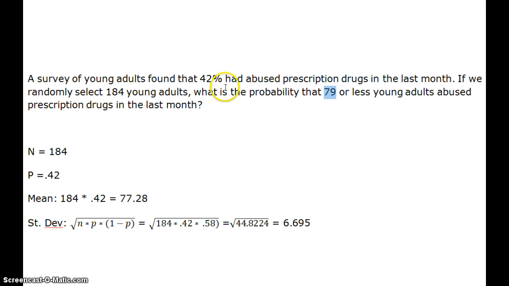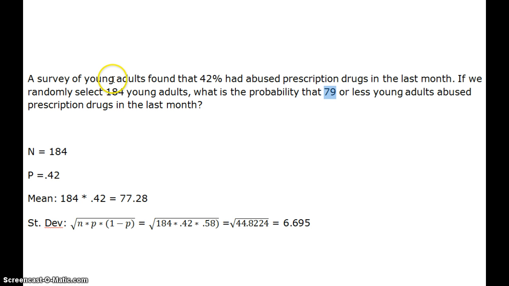We're going to use the normal probabilities, which are all those probabilities that are in the chart. We're going to use them to approximate the probability of 79 or less. To use that chart, we have to know the z-score for what we're approximating. And to know the z-score, you have to know the mean and standard deviation.